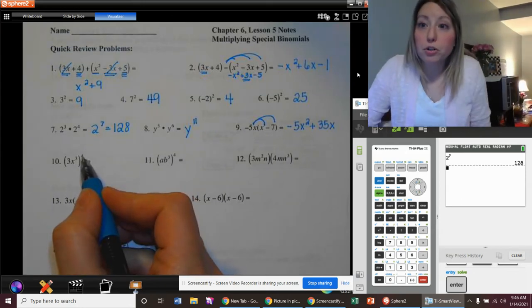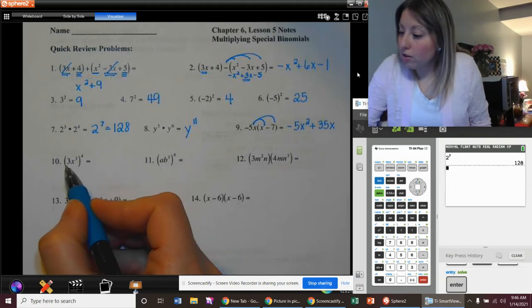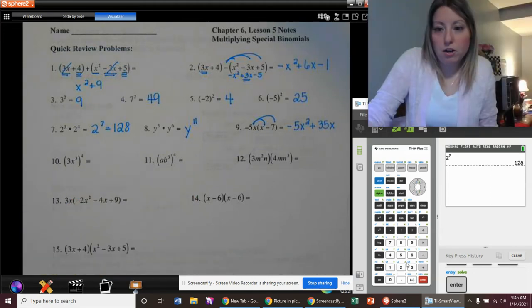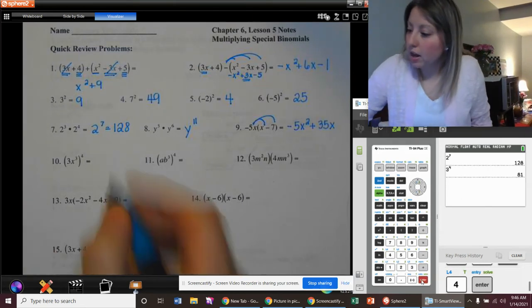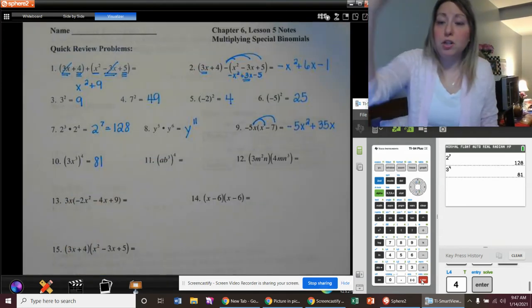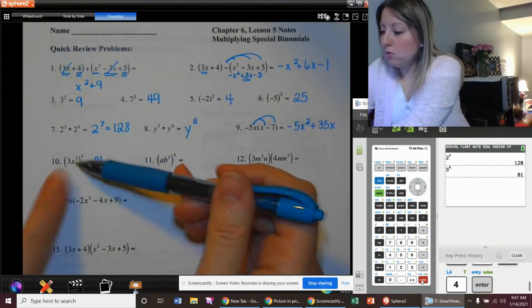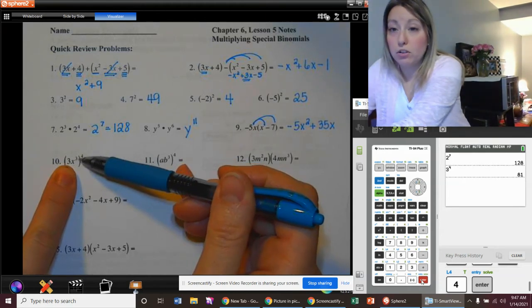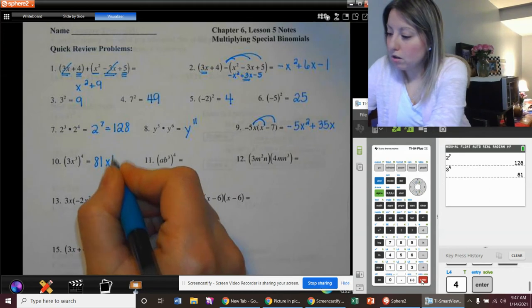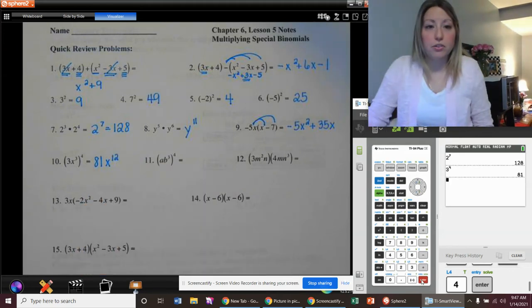Ooh, raising a power to a power, right? So start with 3 to the 4th power. Well, let's do on our graphing calculator 3 caret 4. So 3 to the 4th power is 81. And now it's x cubed to the 4th power. So because we've got this situation going, we actually multiply those together. 3 times 4 is 12. So x to the 12th. 81x to the 12th is our answer.